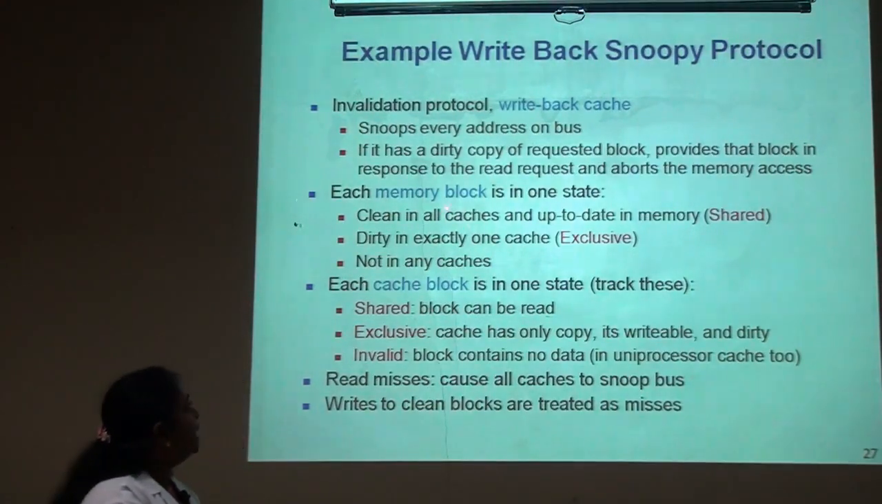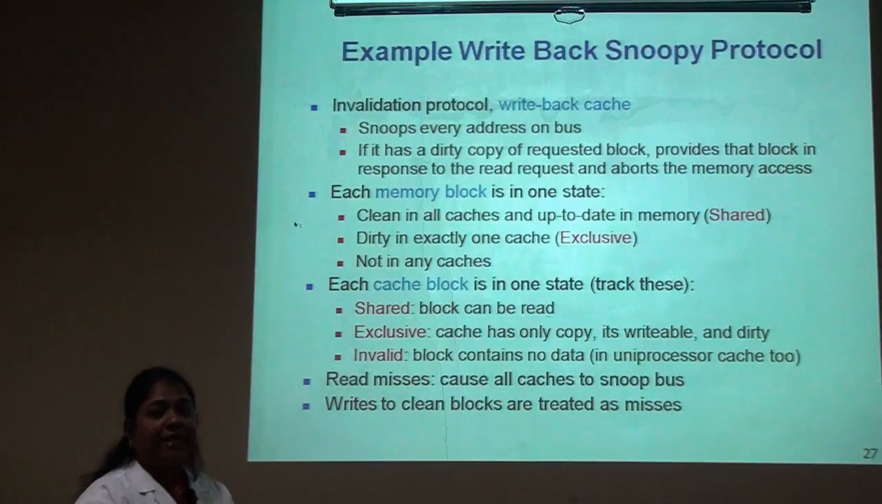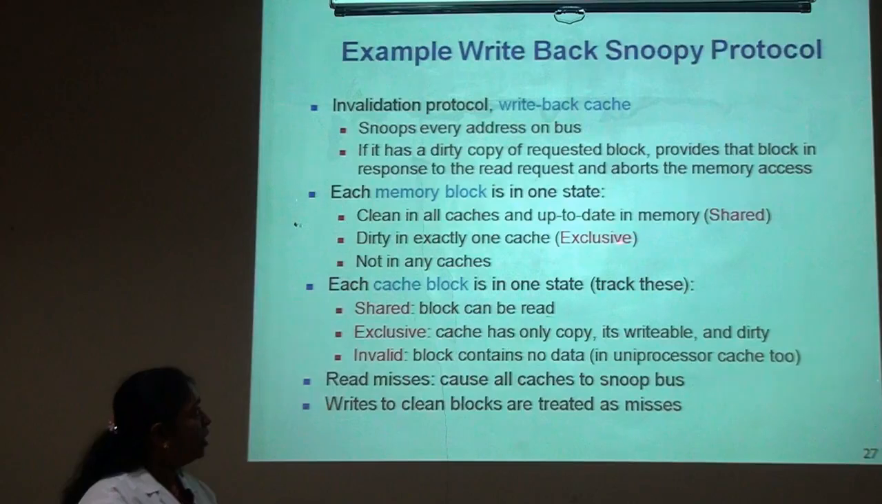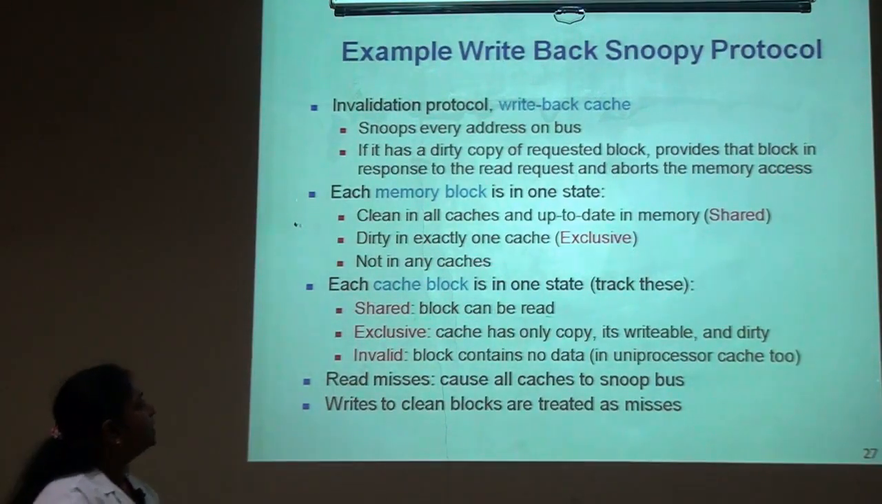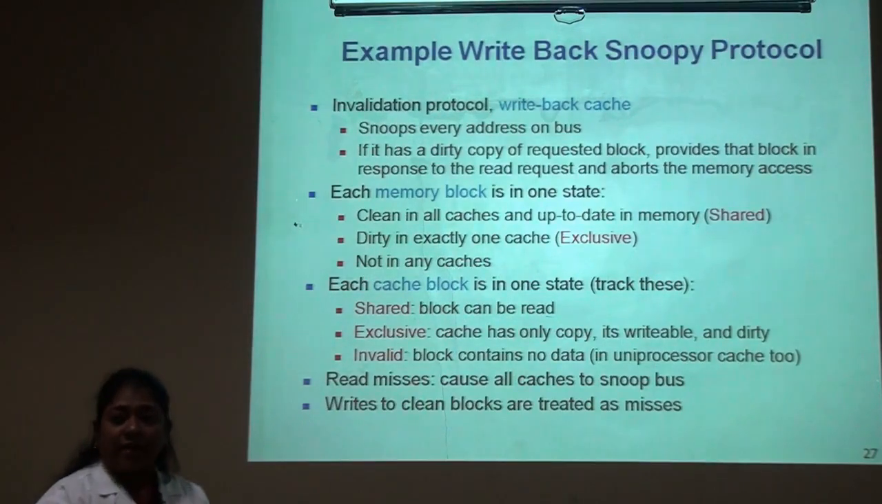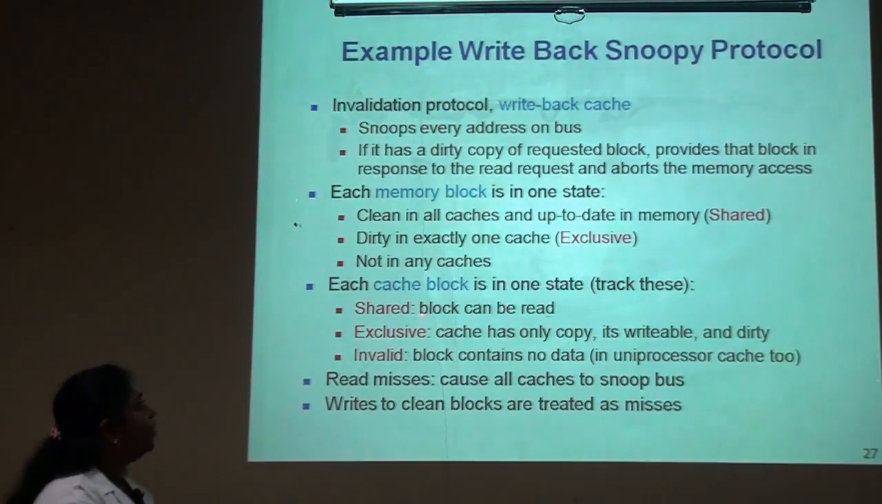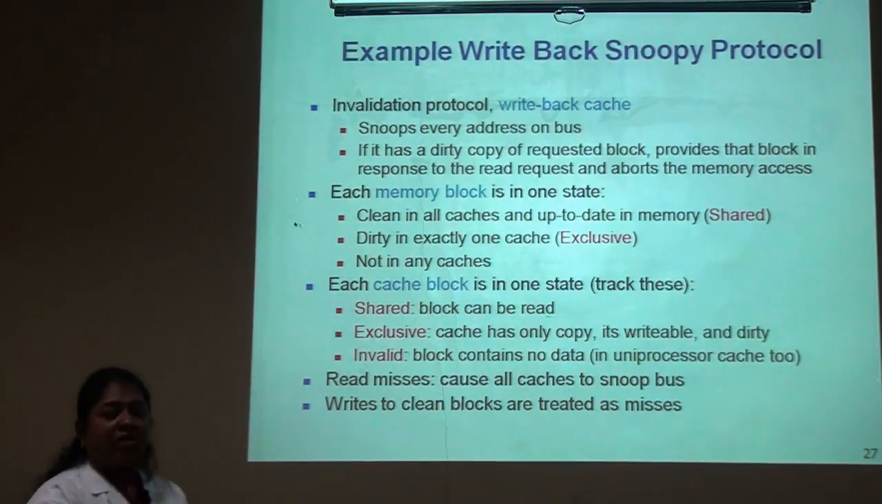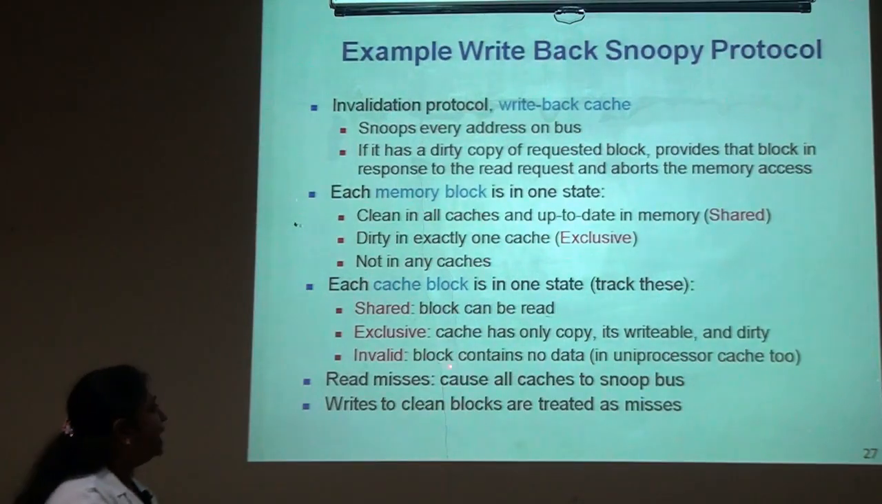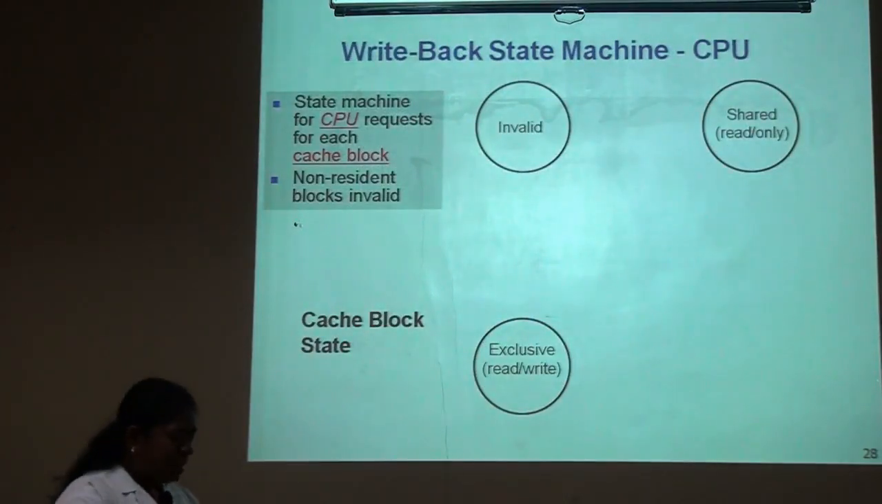The second one is the memory block. Here, for the memory block, we have three different states. The first one is shared. Here we clean all the caches and update the data in the main memory. And exclusive, where the data is held only in this cache and not in any other caches. In the same way, the cache also contains three block states. The first one is the shared block, which can be read. The second one is exclusive, where we can read and write. Then invalid, where no data is available. So these are the things.